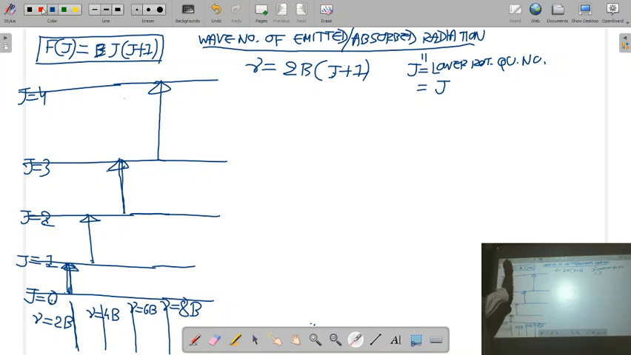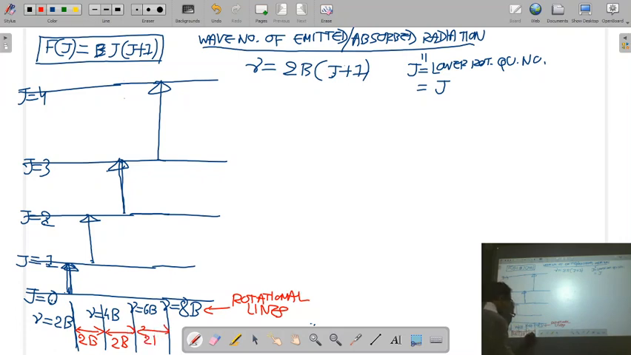Okay, now what is the separation between rotational lines? These lines are known as rotational lines. Find the separation. The separation of wave number between the first line and second line will be 4b minus 2b, that is 2b. Separation between the second line and third line will be 6b minus 4b, that is 2b. Separation between the third line and fourth line, 8b minus 6b, that is 2b.